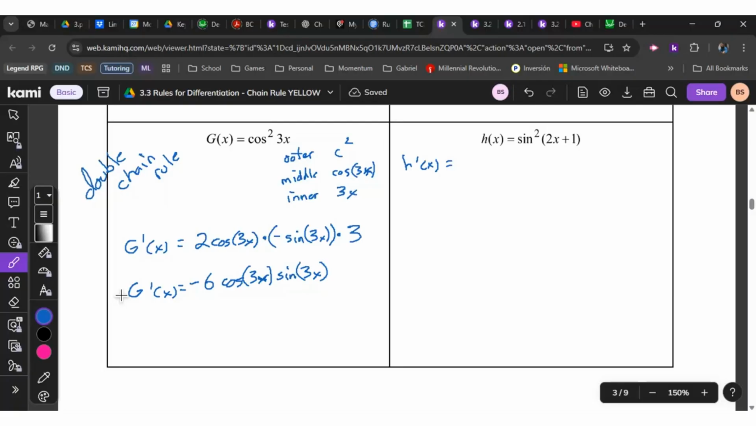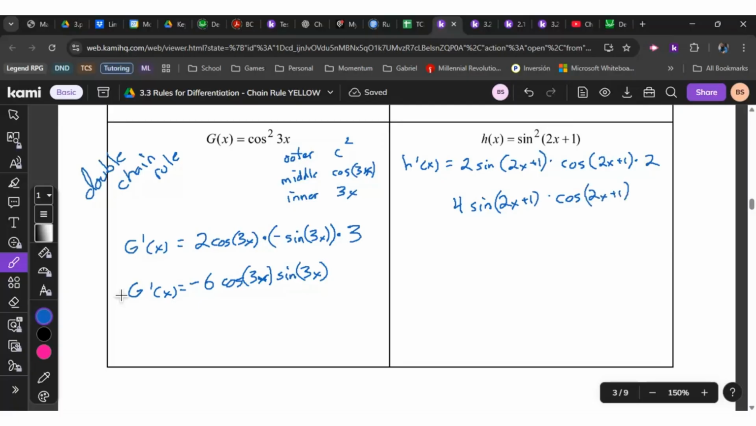All right, so outermost function is what? Something squared. So 2 sine of 2x plus 1. What's the derivative of the middle function? The sine. Sine 2x plus 1. No. Cosine of 2x plus 1. And then what's the derivative of the innermost function, the thing inside the trig? 2. Just 2. Now slam that all to the front. In this case, it's just going to be 4 sine 2x plus 1. Not times, that's inside. Times cosine of 2x plus 1.